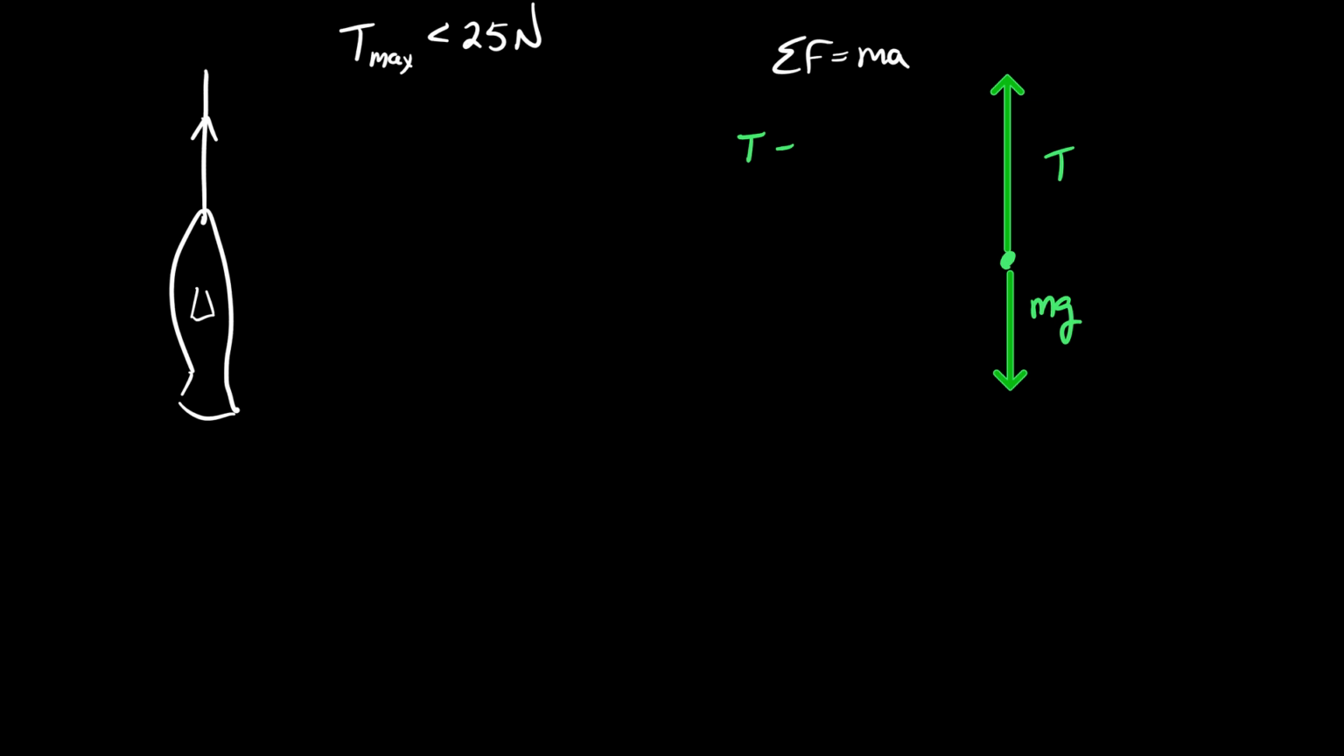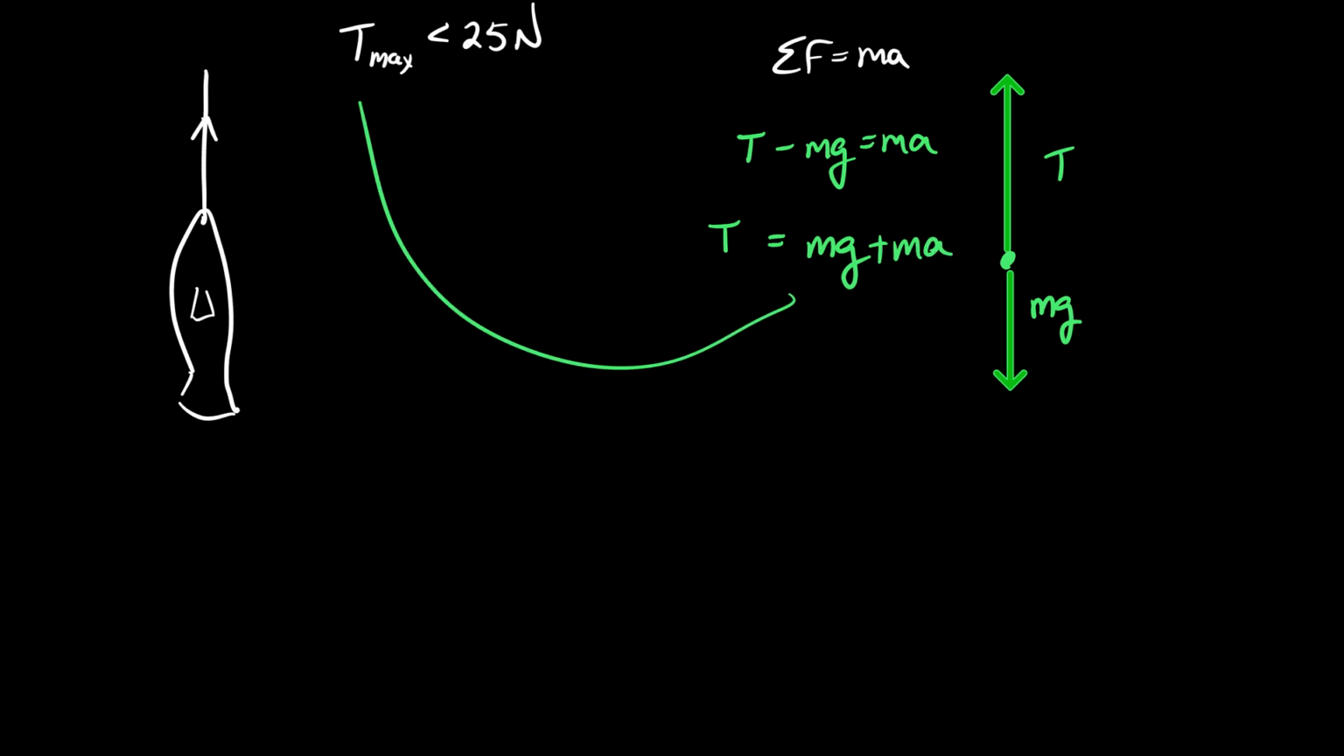Tension minus mg equals ma. So tension equals mg plus ma. Mg plus ma must be less than 25 newtons.